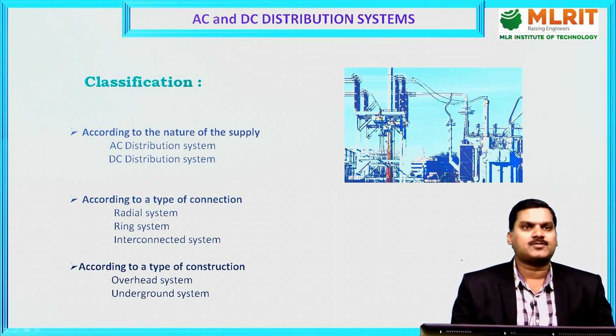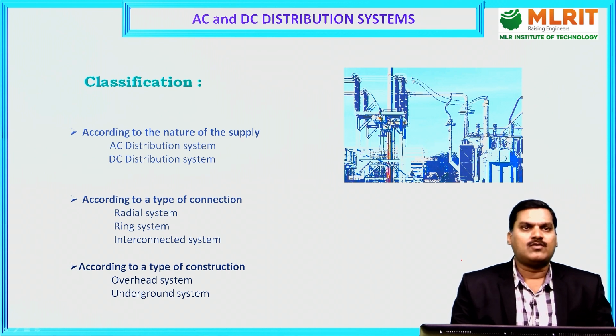DC distribution means DC power will be transmitted and supplied to the consumers. Similarly, AC supply will be distributed to the consumers. So, we have DC transmission and AC transmission, DC distribution and AC distribution also. These two things come under nature of the supply.